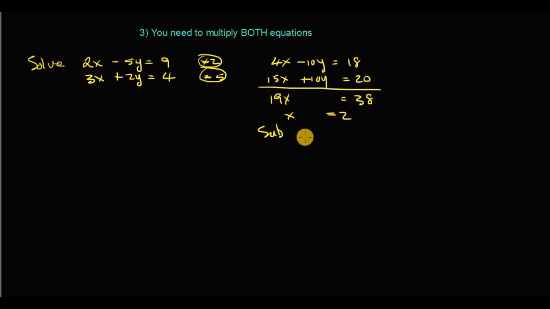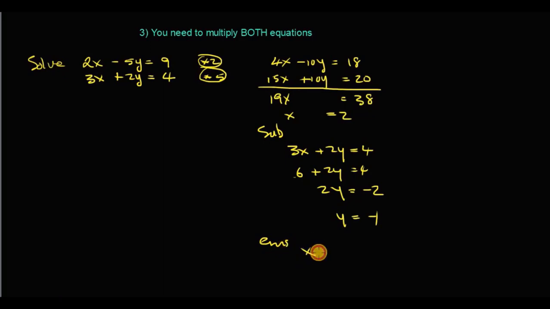Sub in x equal to 2, pick one of the equations. I'm going to substitute into 3x plus 2y is equal to 4. So 3 by 2 is 6, plus 2y is equal to 4. That means 2y is equal to minus 2. When you subtract 6 from both sides, y is equal to negative 1. So my answer is, that's the word answer, x equals 2, y is equal to negative 1. Okay, you have a go at a couple of these now.